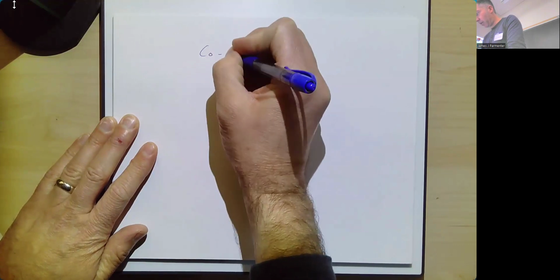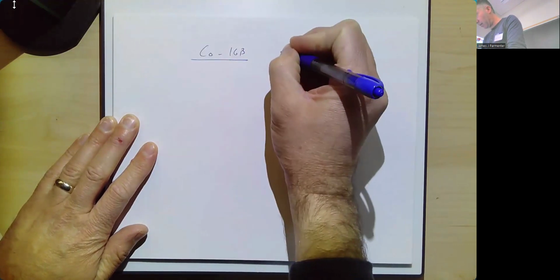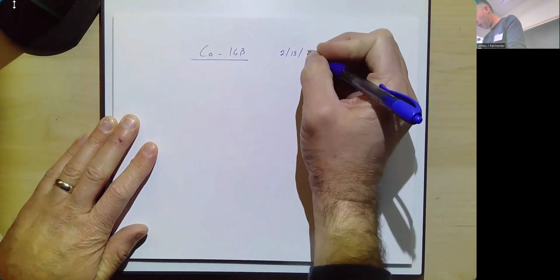So let's say someone said we wanted to write down what the class was. Co-16B, today is the 13th of February.